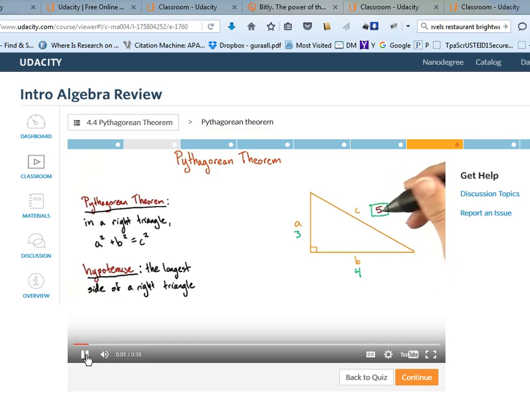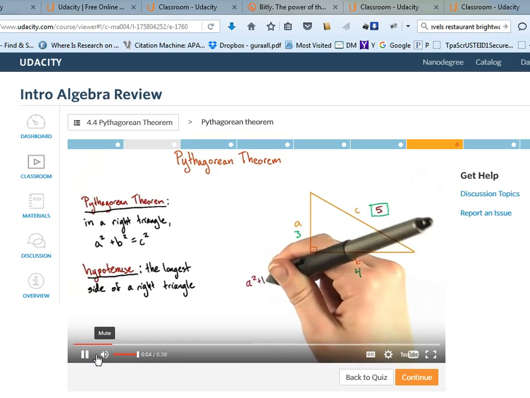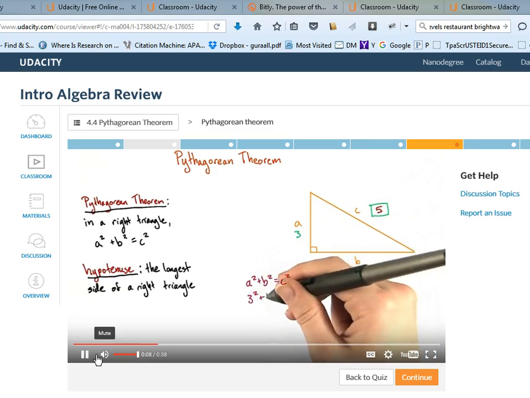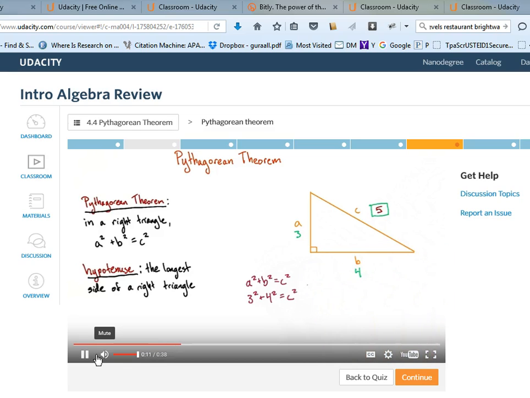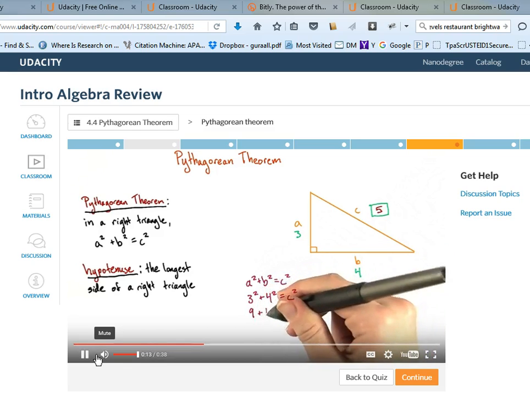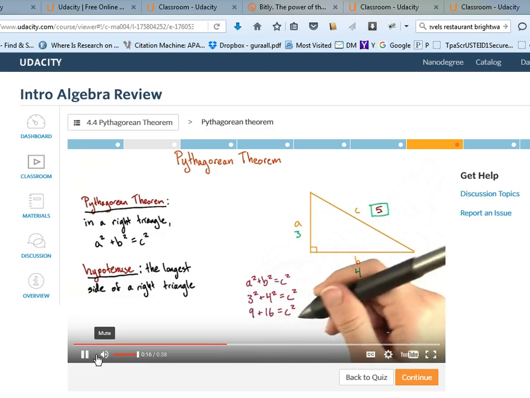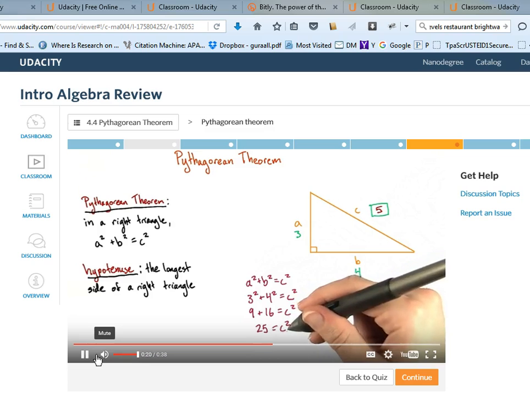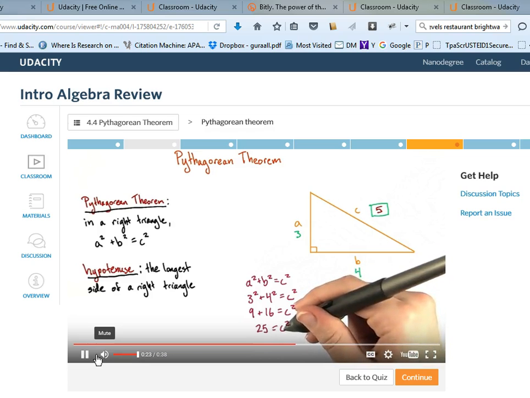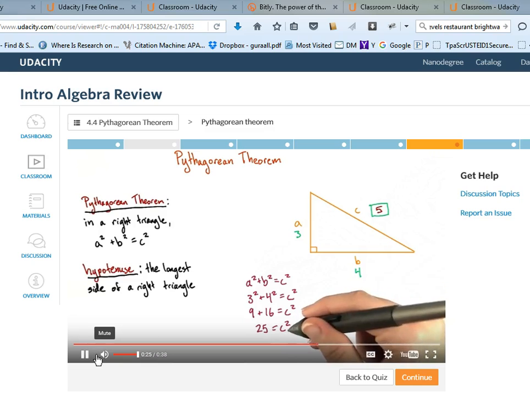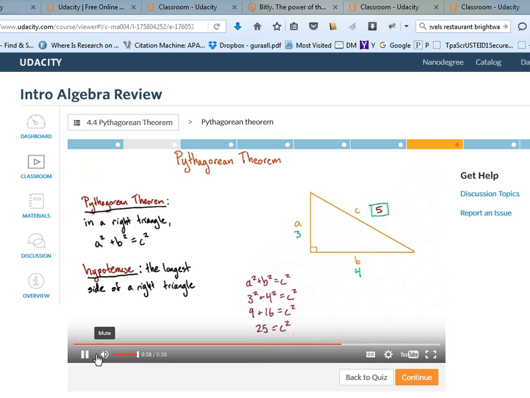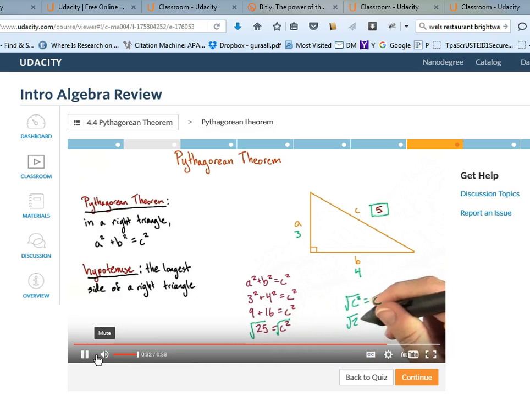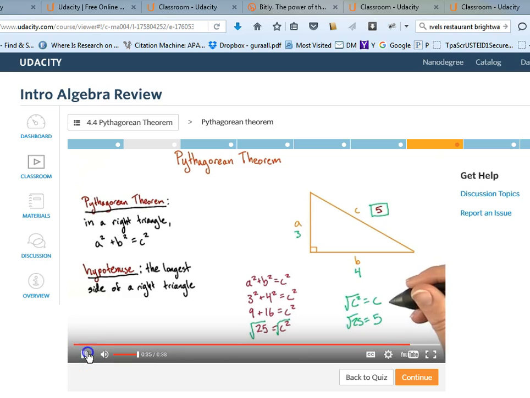C is equal to 5. We know that a squared plus b squared equals c squared. And we know that a is 3 and b is 4. And now we just have to solve for c. 3 squared is 9, 4 squared is 16, and 9 and 16 together is equal to c squared. 9 plus 16 is 25, which again is equal to c squared. If we want to find just c, not c squared, we have to find the square root of both sides of the equation. The square root of c squared is c, and the square root of 25 equals 5.